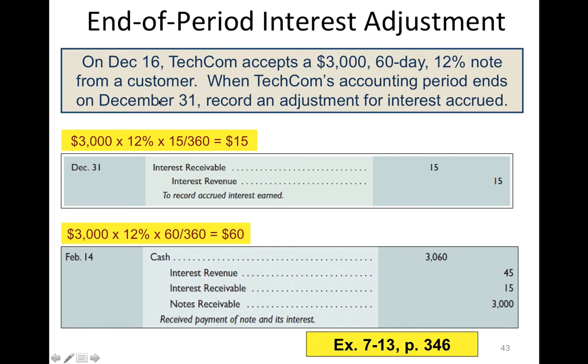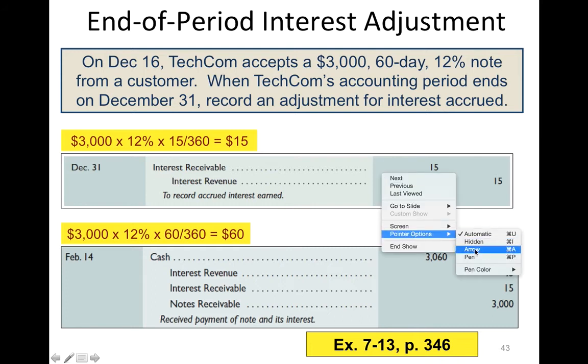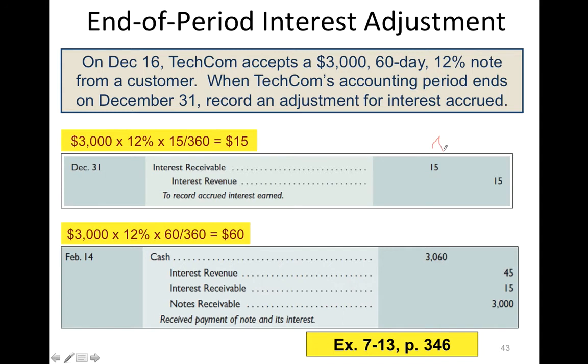So look at the example. On December 16th, we accepted a 3,000, 60-day, 12% note from a customer. So on December 31st, how much of the interest do we earn? The formula is the same, just pay attention to the days. December 31st minus December 16th is 15 days. Not 60 days yet, 15 days. I have to make an adjusting journal entry. Again, this is an adjustment right here, right? This is an adjusting journal entry. I take principal, 3,000, I take the rate, and I take how many days I had the note.